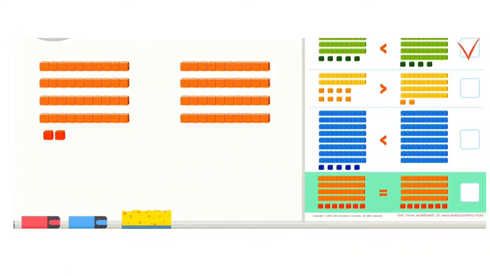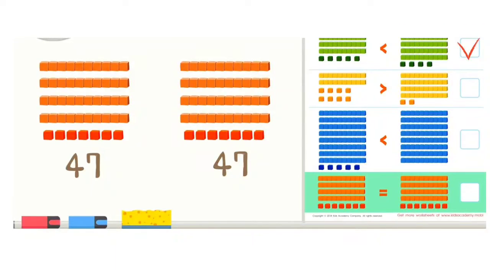There's 1, 2, 3, 4, 5, 6, 7. So we have 40 plus 7: 41, 2, 3, 4, 5, 6, and 7. 47 on the left. Now let's count the cubes on the right. 41, 42, 43, 44, 45, 46, and 47. There are also 47 cubes on the right. These numbers are equal to each other, and we can see from the comparison symbol, it's got it correct. These numbers are equal.